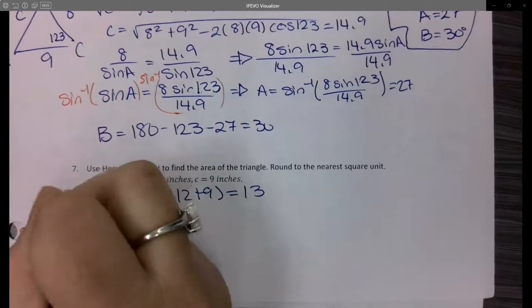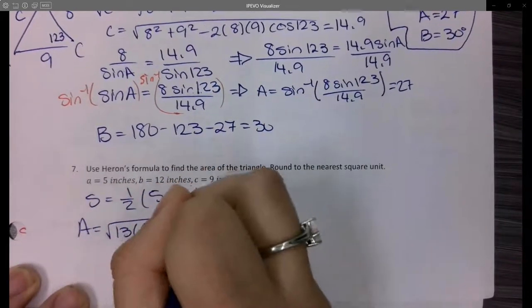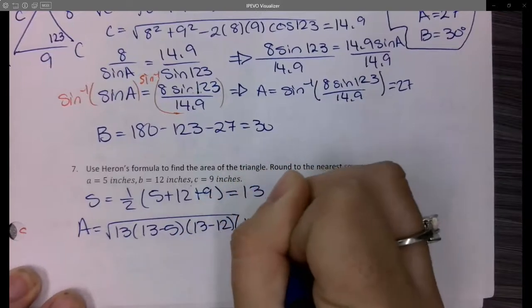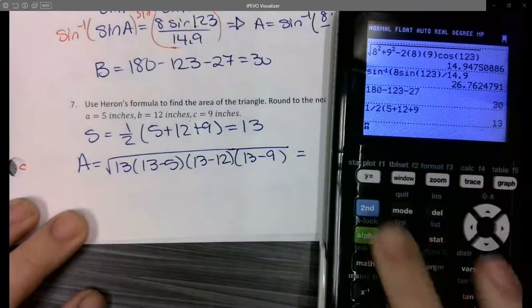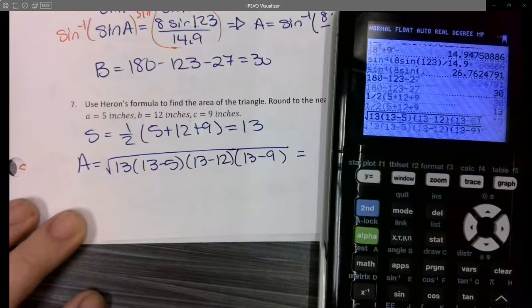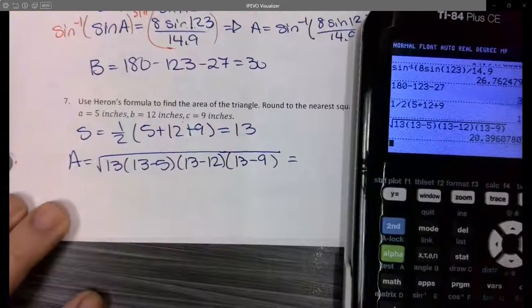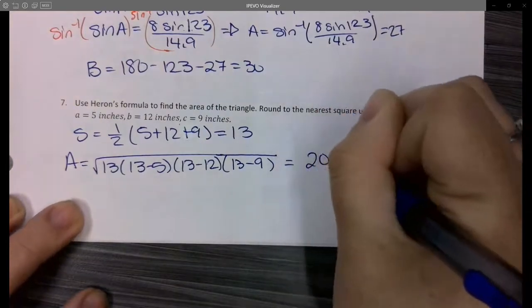And then plugging into the formula, I have the square root of 13 times 13 minus 5 times 13 minus 12 times 13 minus 9, which again, I can type this whole thing straight into the calculator, which gets me 20 point something. This one's nearest square unit, so I'm rounding up. This is going to be 20 units squared.